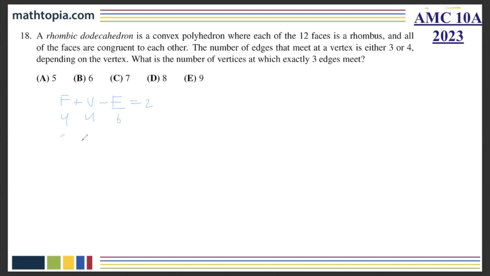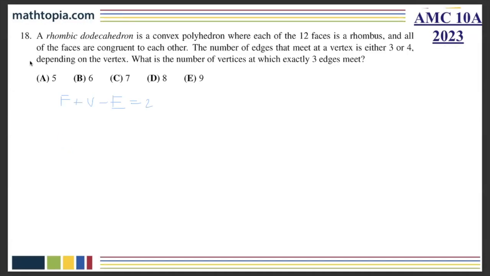In the cube, number of faces is 6, number of vertices 8, number of edges 12. It checks out. You can try this for any polyhedra you like. This is a very simple theorem, F plus V minus E equals 2. So F is faces, V is vertices, E is edges. So we're going to use that to solve the problem here.